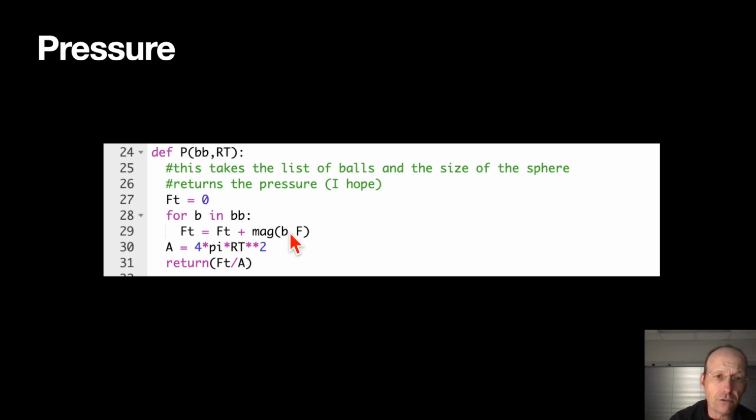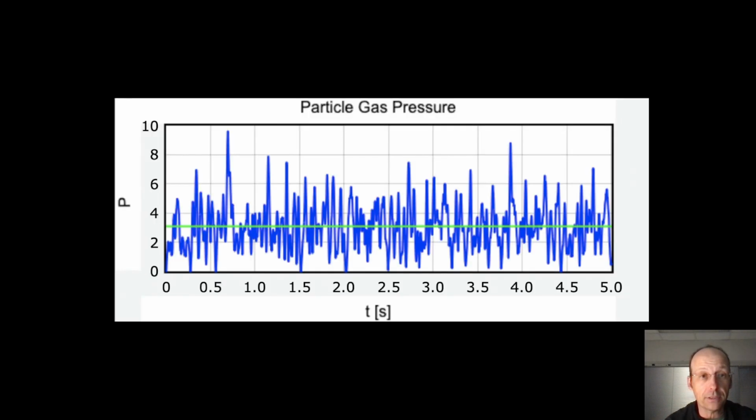So I just take the magnitude of the force and add it to the total, and that gives me my total force. I calculate the area, 4 pi r squared. I thought I made a mistake. No, that's the area of a sphere. And then I return F over A. The pressure is force divided by area. And if we plot that as a function of time, it looks like this.